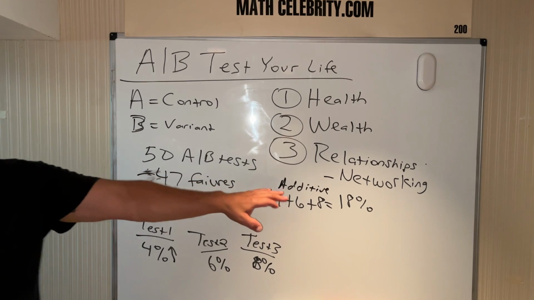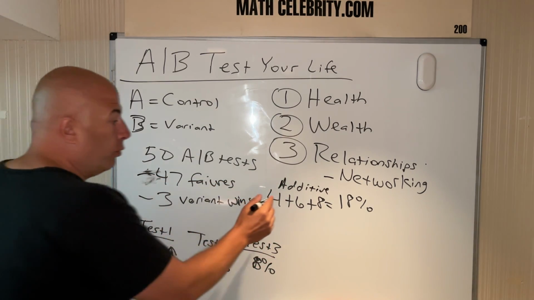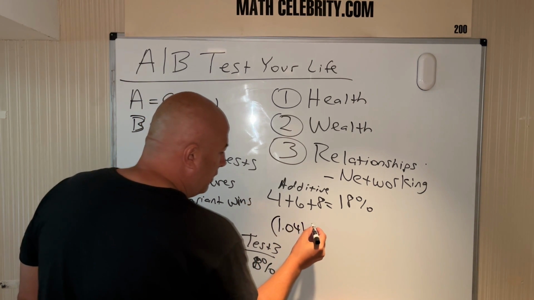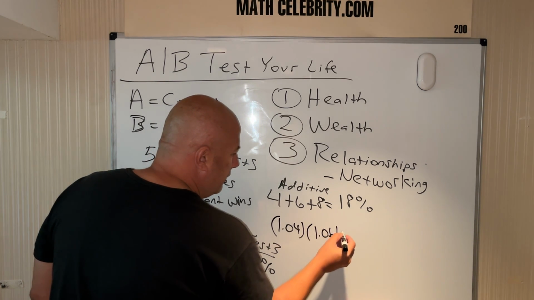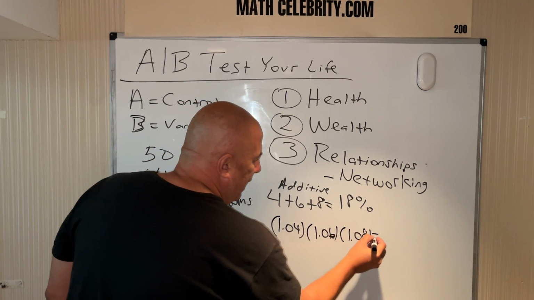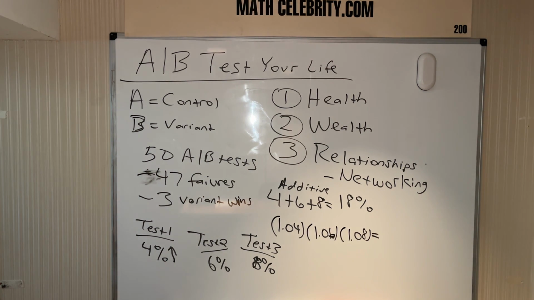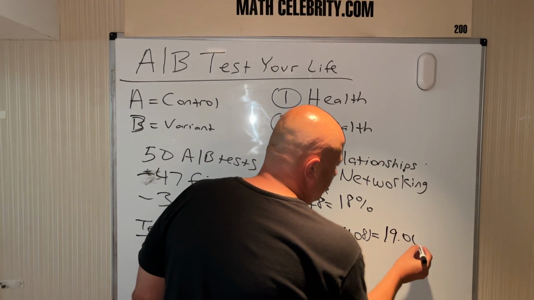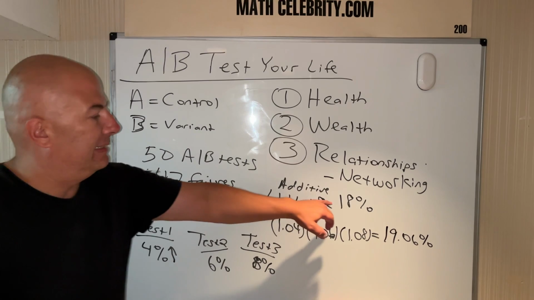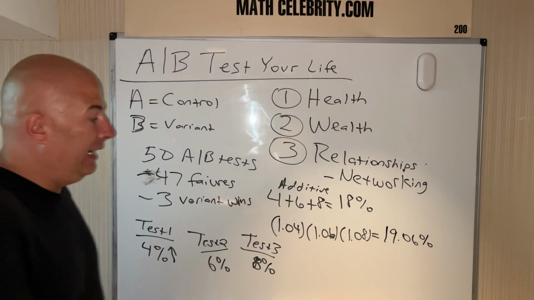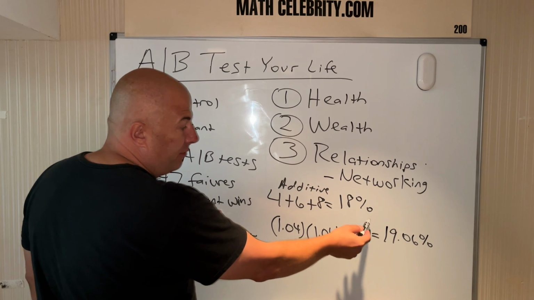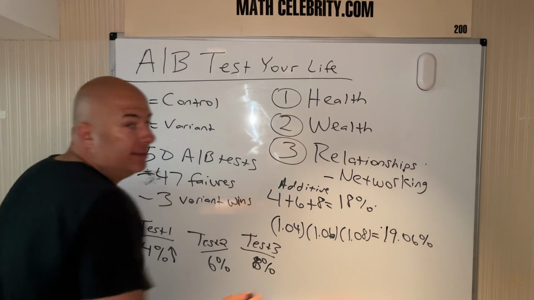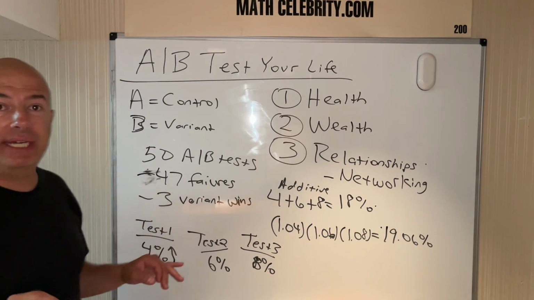When we make these improvements, most of the time they're multiplicative, meaning the real improvement we get is, which we write out like this, 1.04 times 1.06 times 1.08. And what do we get there? We get, I think it's 19.05. Yes, 19.06. 19.06 improvement. It is not 18. It's 19.06. Now, there's a 1.06% differential here, but imagine if you win more tests. The gap between this and this starts to get wider, and that is where the magic happens.